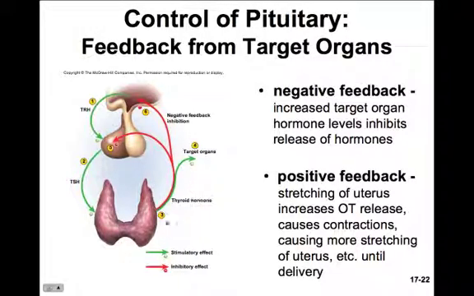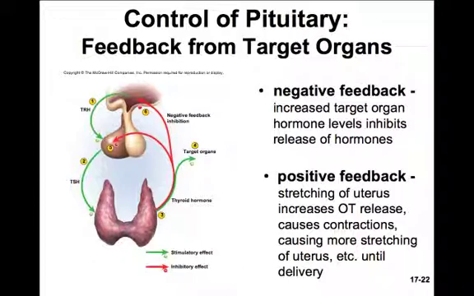If there's not enough thyroid hormone produced, then we'll continue the cascade of TRH stimulating TSH to produce thyroid hormone until we get adequate levels. This is a negative feedback system that we're familiar with already. In positive feedback, we can see that the hormone produced causes further and increased stimulation of the hypothalamus and the pituitary to produce more of that hormone.